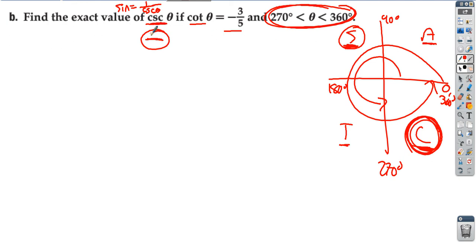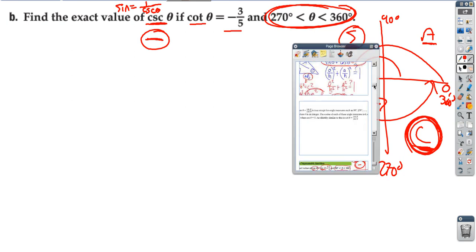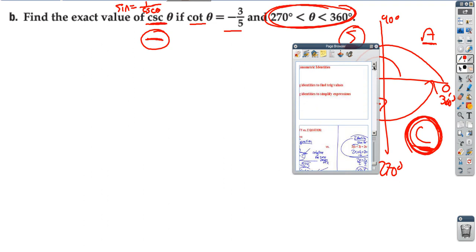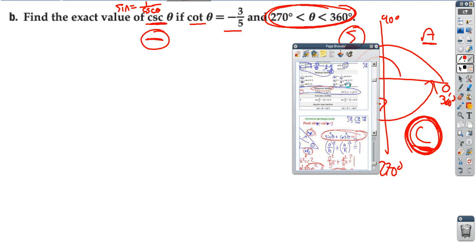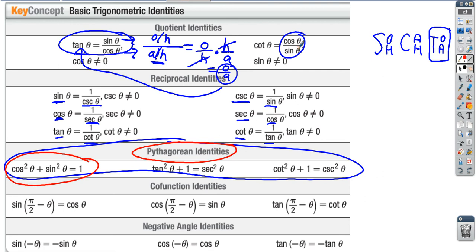Okay, now where do we go from here? We're given cotan. They just say find cosecant. How do we use identities for that? Let's go back to our identity table right here. So they gave us cotan. Keep that in mind. These are the ones that we usually end up using, the Pythagorean identities. Which one has cotan? It's this one right here.